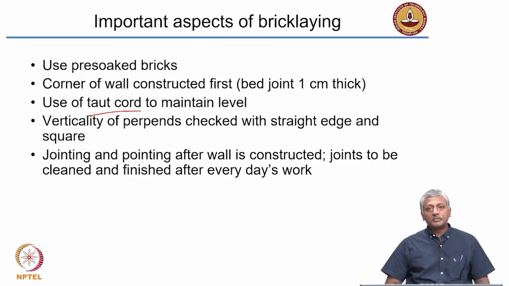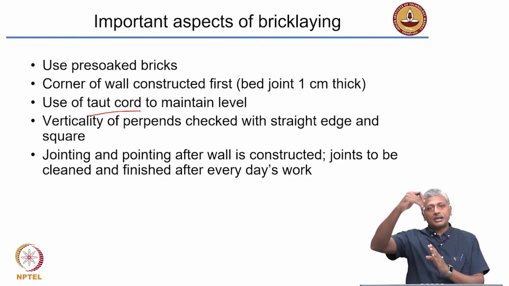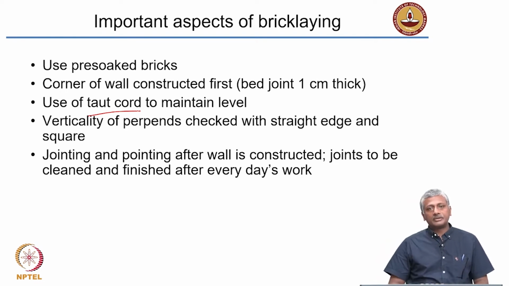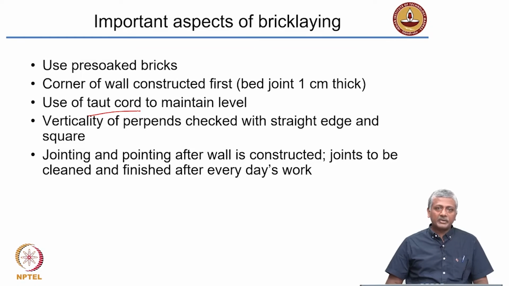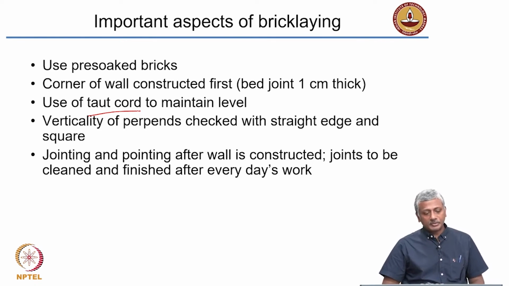And the verticality of the perpends, which are imaginary lines joining alternate joints, is checked using a straight edge and square. You have used a straight edge and square in your engineering drawing classes. That is exactly what we use to check whether you have a perfect lining of the vertical joints along the perpend. And as I said, after the day's work, the pointing is typically done to ensure that the mortar joints are cleaned up properly.